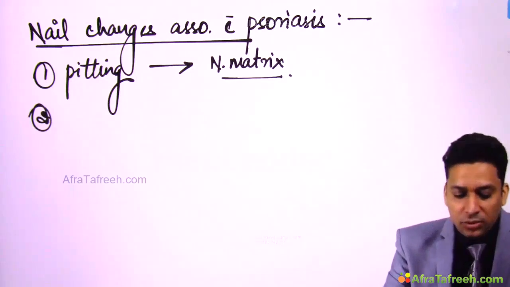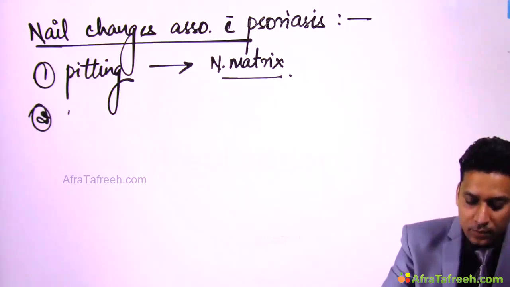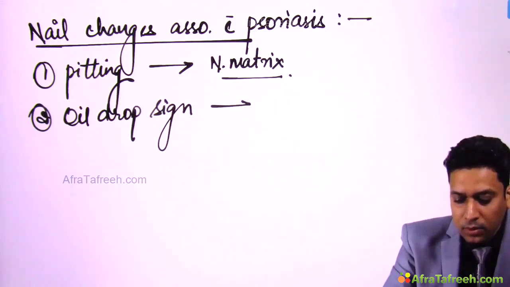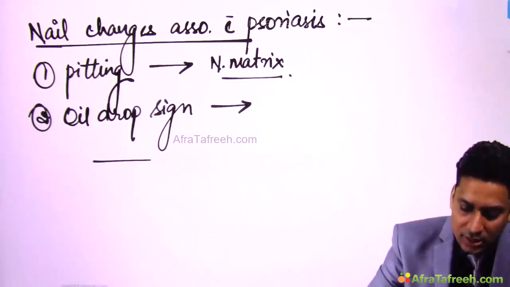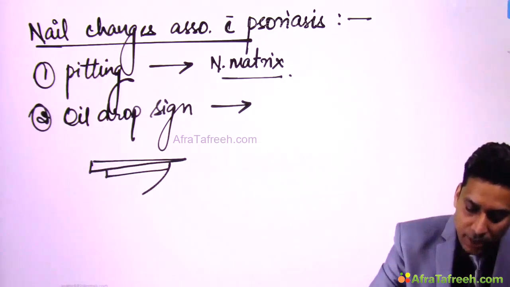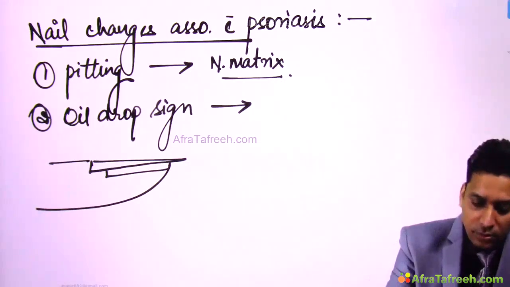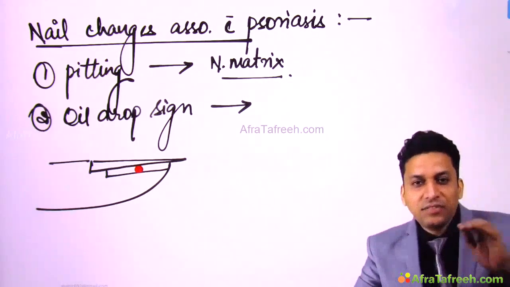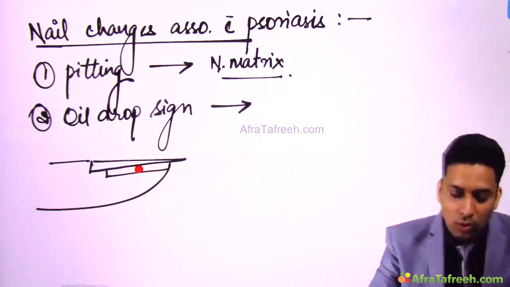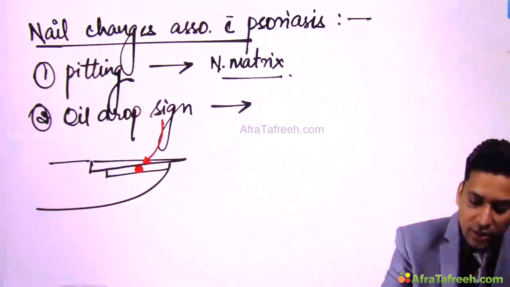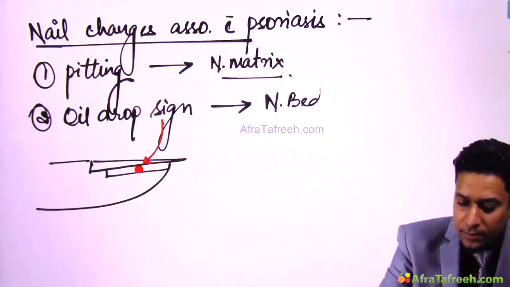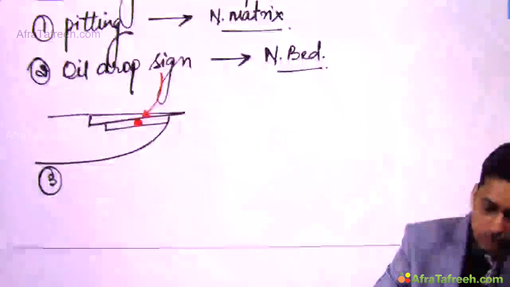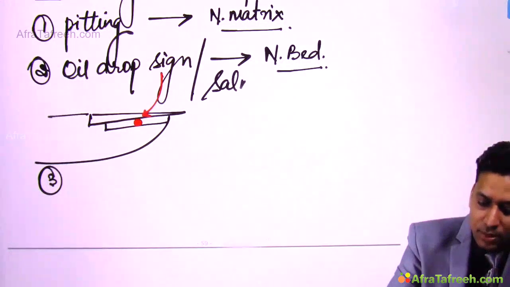Then another nail change which is associated with psoriasis is the oil drop sign. Okay, let us consider that this is the nail of the patient. This is the nail bed. So in this patient who is suffering from psoriasis, you will find a defect in the nail bed. And this defect in the nail bed appears as if a drop of oil is kept below the nail plate. So this is known as the oil drop sign. This is due to defect in the nail bed. Then third, this oil drop sign is also known as salmon patch.